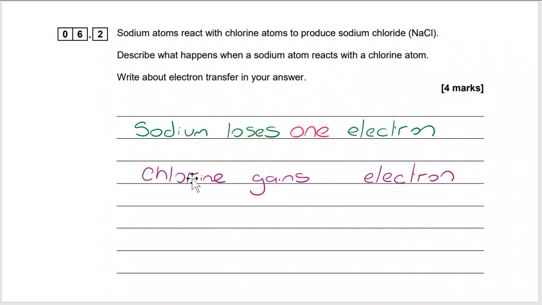The third mark for talking about the fact that chlorine will gain electrons. And you can probably see where this is going. The fourth mark, chlorine, is in group 7. It needs to gain 1 electron to get a full outer shell.